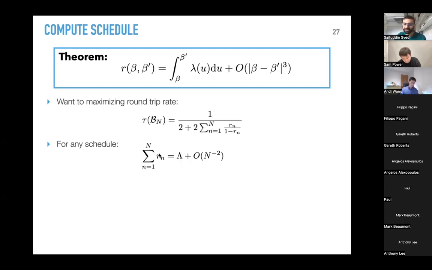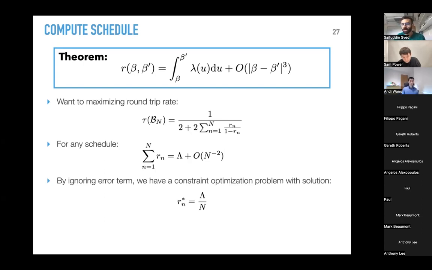If you have n relatively large, you can pretty much pretend that this is a constrained optimization problem, and the optimal rejection probability ends up being characterized as lambda over n. You can show that the round trip rate is optimized when you have a constant rejection rate across the entire schedule, and the actual quantity depends on the communication barrier through lambda. Moreover, because of this theorem, replacing Rn with the integral of the local communication barrier, the optimal schedule needs to satisfy a constant integral of this communication barrier between successive annealing parameters.